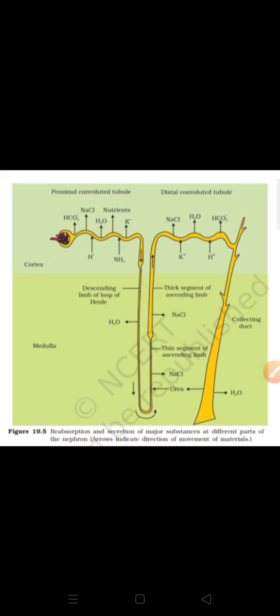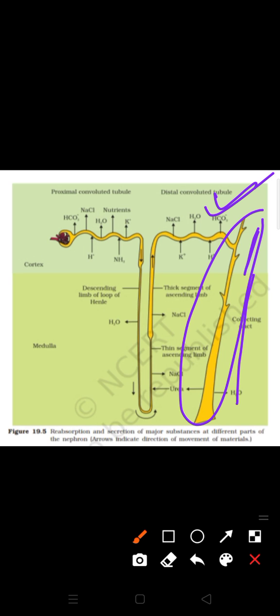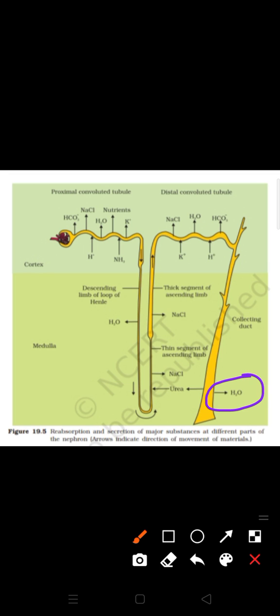Now come to the collecting duct. We are in the last region, the collecting duct. You can see that a long duct extends from the cortex till the medulla. So it is in the whole kidney, in the cortex and in the medulla, up to the inner part of the medulla. A large amount of water can be reabsorbed from this region. You can see H2O in the diagram. Whatever water is left in this content is also reabsorbed again in the collecting duct. So please remember that reabsorption of water takes place in the collecting duct also.